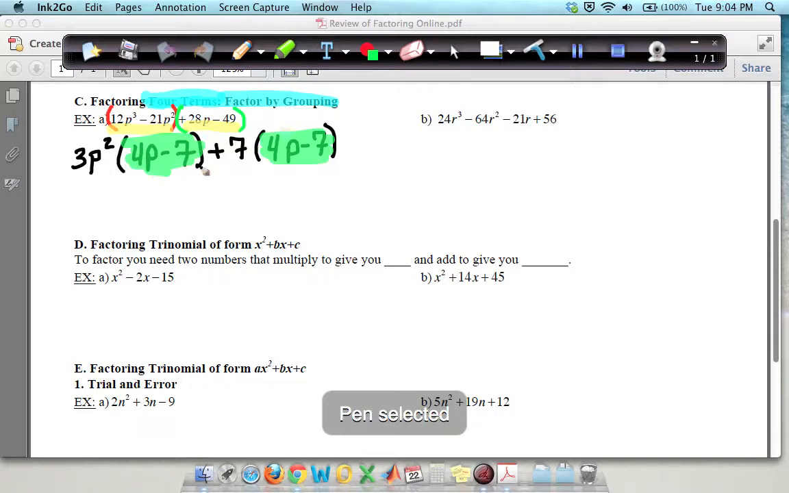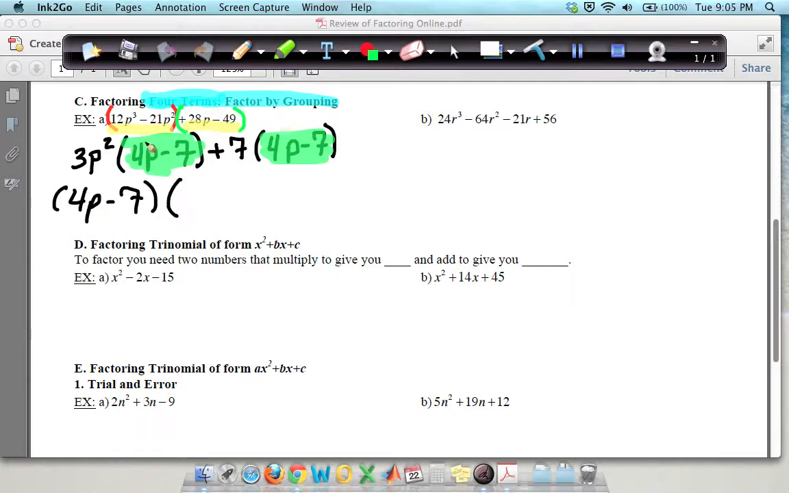So this is a GCF now that I have. I'm going to pull that 4p minus 7 out, and then I'm going to write what I have left. So if this is gone, I'm left with 3p squared. And if this one is gone, I'm left with a positive 7, and that's now factored.